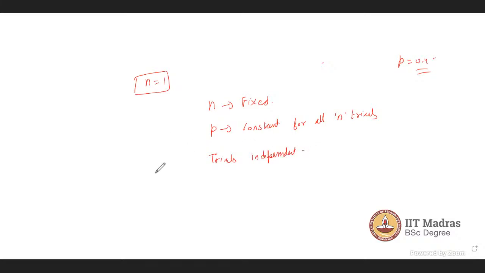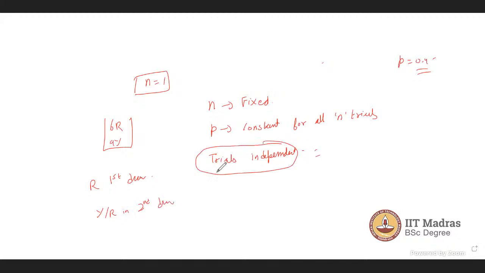It means, suppose that drawing ball, 6 red, 9 yellow. If I have drawn the red ball in the first draw, it is not affecting the probability of drawing a yellow or red ball in the second draw, right? So trials are independent. If these three conditions are satisfied, you can use Bernoulli or binomial.